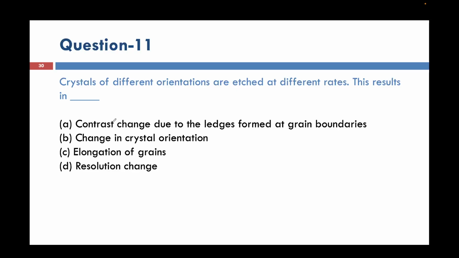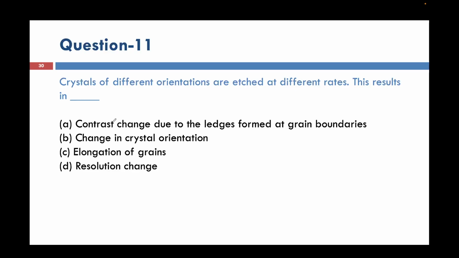Then there is another question: crystals of different orientation are etched at different rates, and this results in... can anyone answer? This is a question related to etching. Etching is the process which we do after coarse polishing. Then after coarse polishing we do the fine polishing, then the cloth polishing, and then finally we do the etching. So etching is the process where we want our specimen to reveal its microstructure to the optical system.